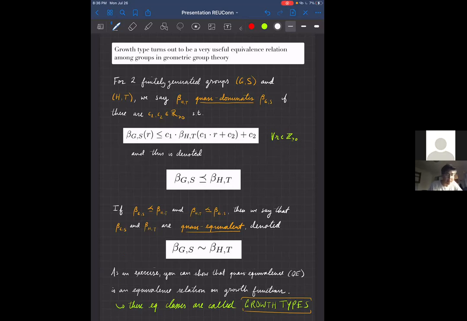So if we have two groups, G and H, with respective finite generating sets S and T, we have this relationship called quasi-domination, where we say that the growth function of H quasi-dominates the growth function of G if we have these constants C1 and C2 that we can arrange in this way to make this equation true for all R, for all radii R. You can sort of think of this like one function dominating another function, except not quite, because it's sort of fuzzy up to these additive and multiplicative constants.